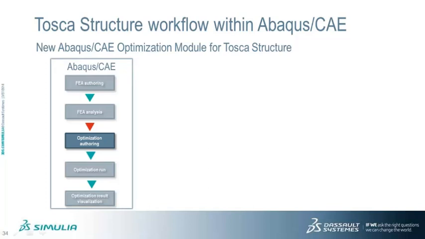The optimization authoring is really straightforward in the sense of Abaqus CAE. The optimization module, which is, for example, this toolchest, fits really well with all the other CAE modules. You can continue with each module, and at a certain point after FE analysis, you will come to the optimization module and start with optimization authoring.